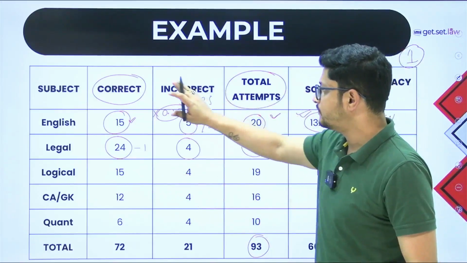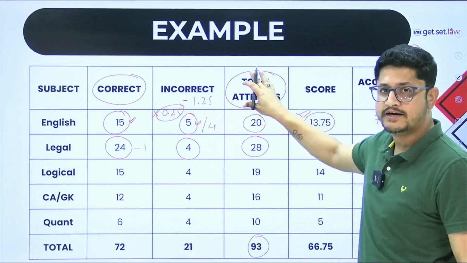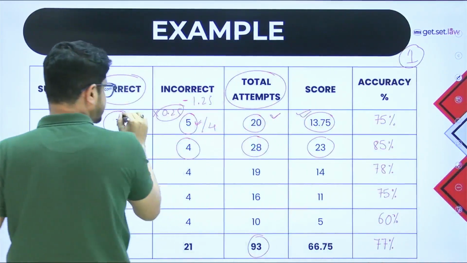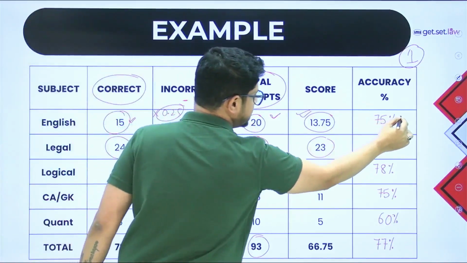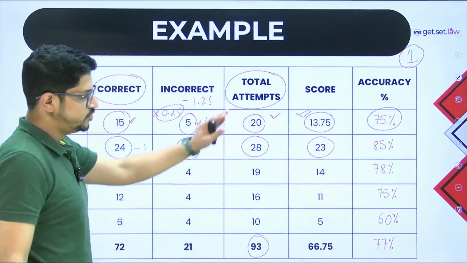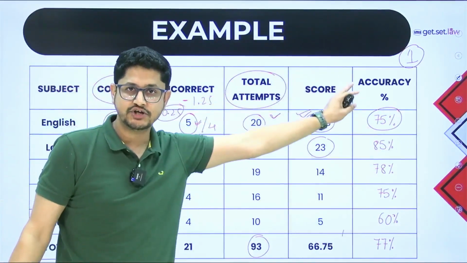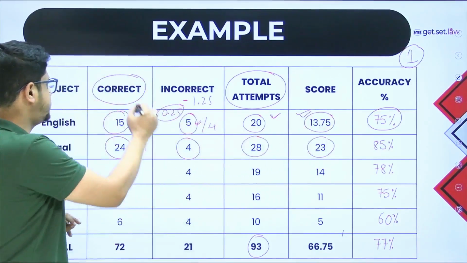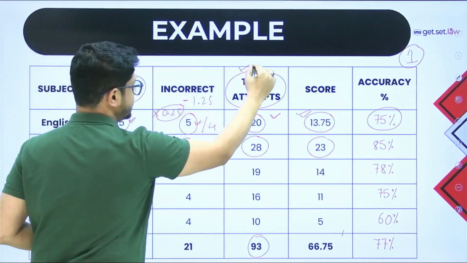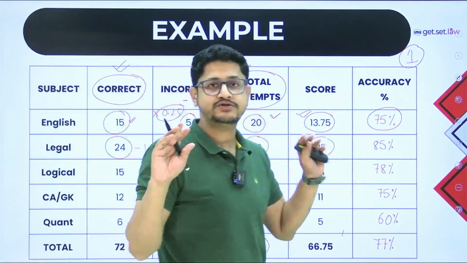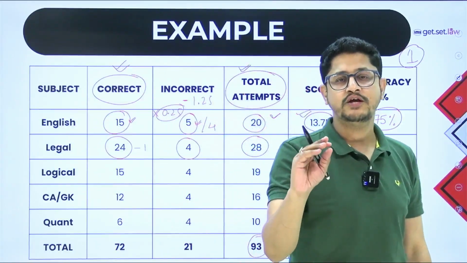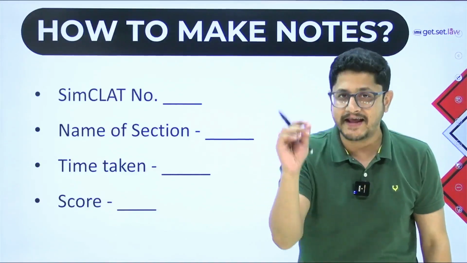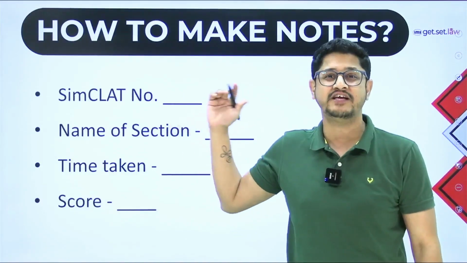Okay, so correct versus total attempts. How I have done it is 15 divided by 20, which is 75 percent. So you can see that's the percentage column from which we can understand the accuracy percentage. It's a relationship between the correct and the total attempts. If you have understood this part, then only you can go and do the in-depth analysis of every section.